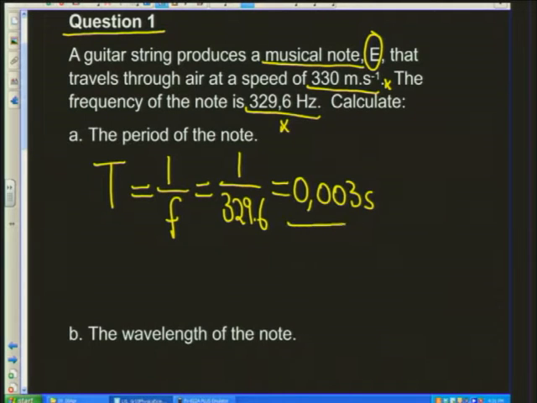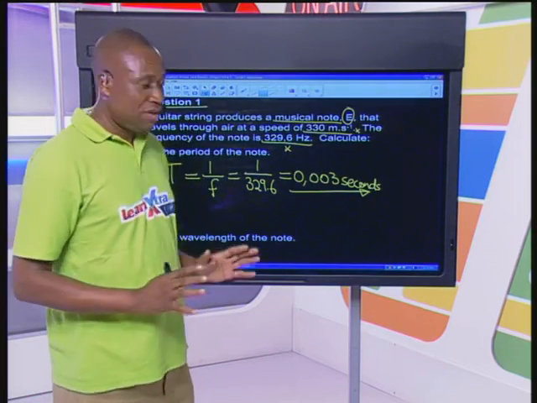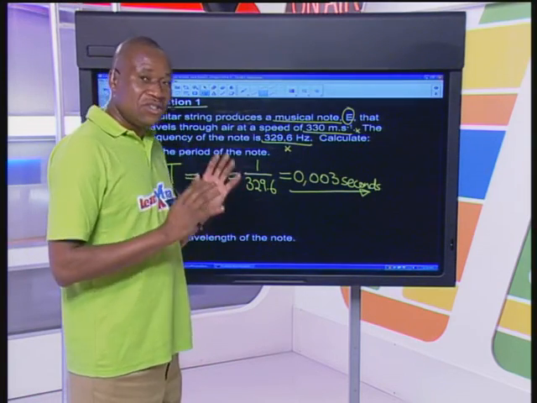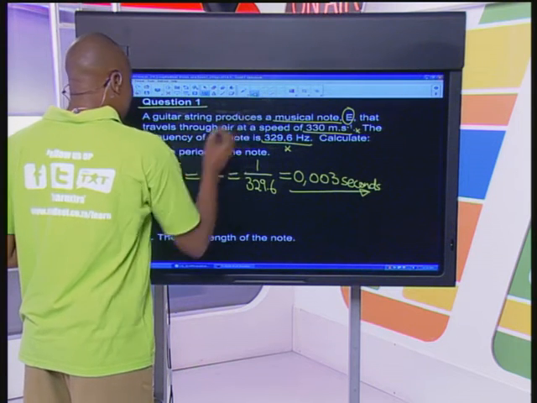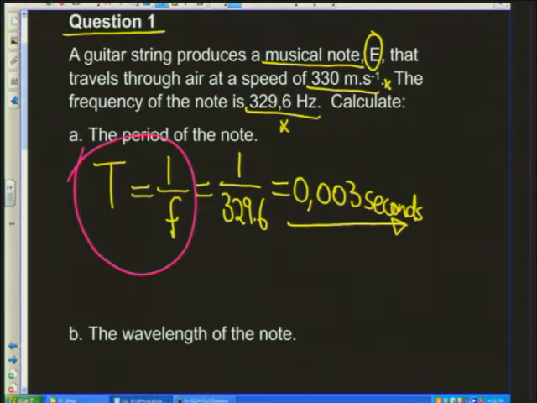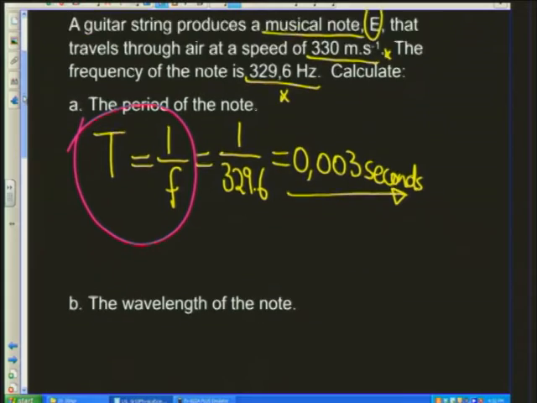Period is time, so it is measured in seconds. I'm putting it in full, 0.003 seconds, so that you don't mistake my S for a 5. That's your period. Don't forget this formula here. It's critical when we're talking waves.